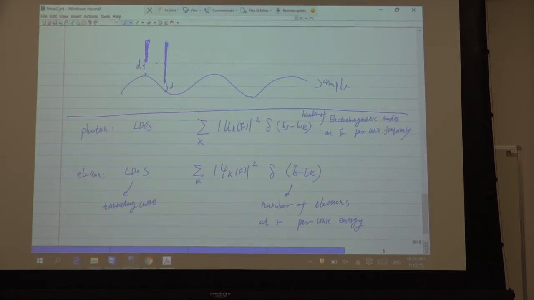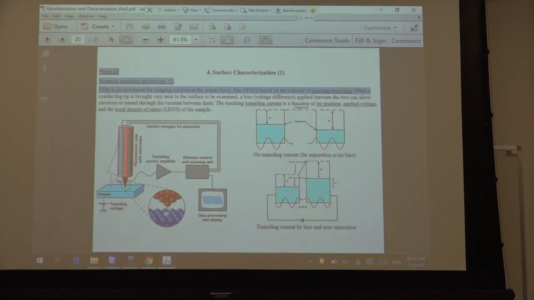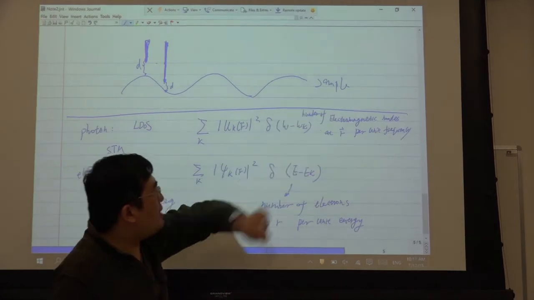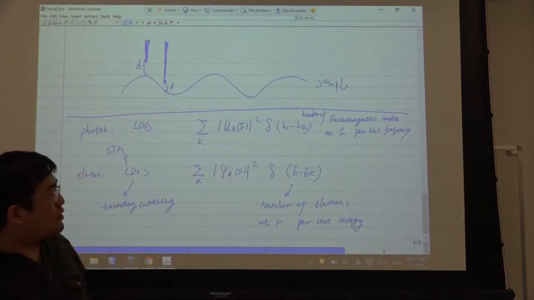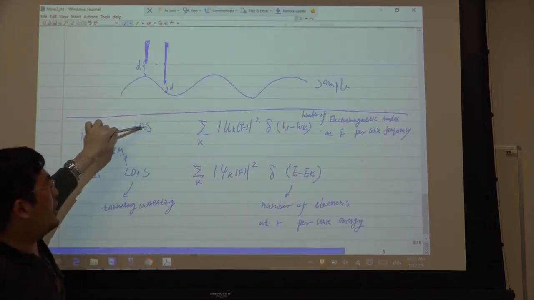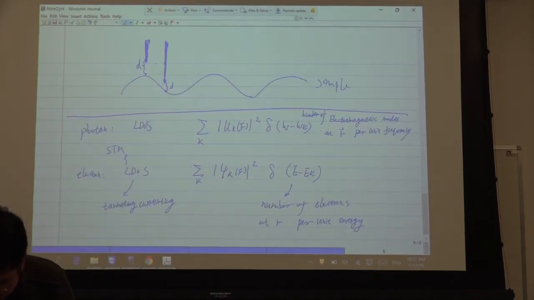So this STM, scanning tunneling microscopy, was invented first. Then people did the mimic, because they knew the definition was the same and the physical meaning was also similar. So we can construct another equivalent to measure the photon local density of states. They call it a thermal microscopy kind of thing. They can measure that.